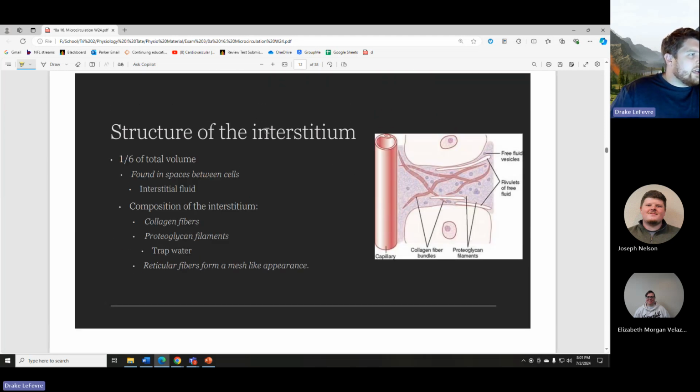This funky word, interstitium. Interstitium is just this free fluid type space in between all of our cells and all of our stuff. It's like we have a cell here, we have a cell here.